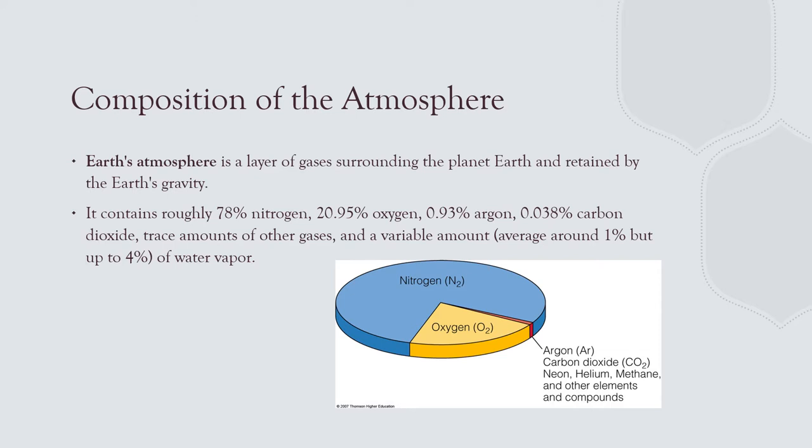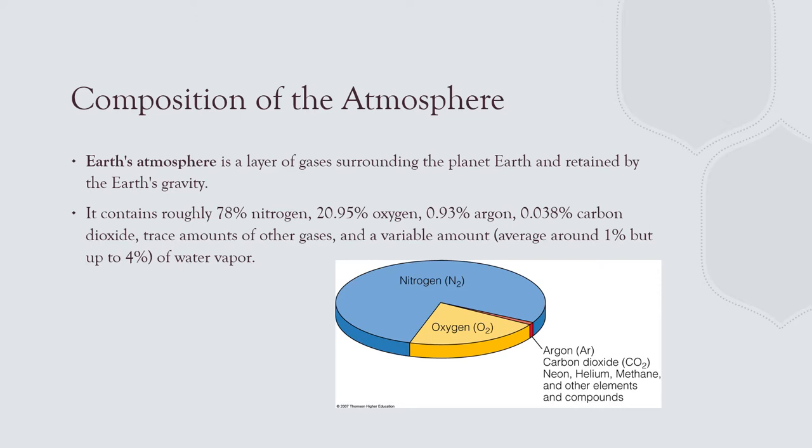So when we talk about weather, the global wind patterns, things along those lines, we're concentrating on the troposphere, this lower layer of the atmosphere. It's a nitrogen-oxygen mixture with some traces, and it varies from place to place. Obviously, here in the Gulf Coast, where I live, there's more water vapor because of the warm air and ample water provided by the Gulf.